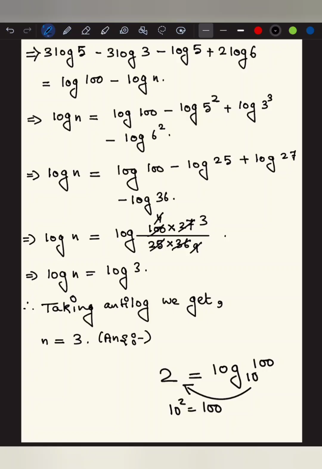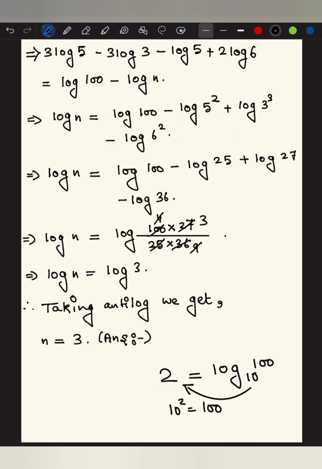Understood? That is why. Okay, so I am taking this minus log n on the left hand side of equal to, and it becomes plus log n, and I am taking everything to the right hand side. So this log n is equal to log 100, which was already there, and the other terms will come to the right hand side. Okay, so this plus 3 log 5 becomes minus 3 log 5.